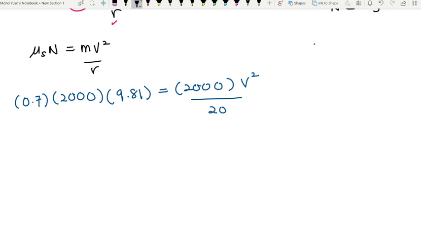So, apa yang perlu kita buat di sini, kita cuma perlu selesaikan equation ini dan cek sama ada jawapan saya betul ataupun tidak. Make sure you tekan calculator, check betul ataupun tidak. Jawapan bagi speed v is equals to 11.72 meter per second. Itu adalah jawapan bagi soalan B.